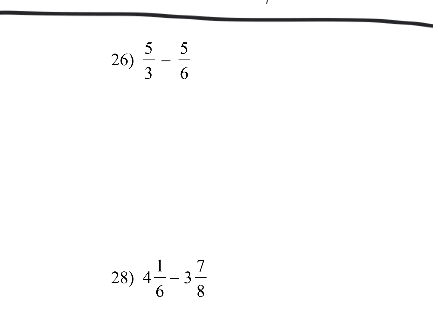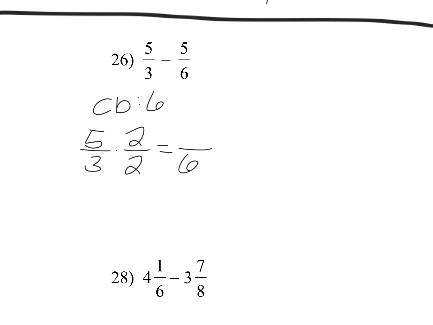So our bigger number in this one is 6. Does 3 go into 6? Yes. So our common denominator is 6. What's the fraction I have to change? 5 over 3. What times 3 gives me 6? 2. So I multiply by 2 on the bottom. I also multiply by 2 on the top. So I get 10 over 6.